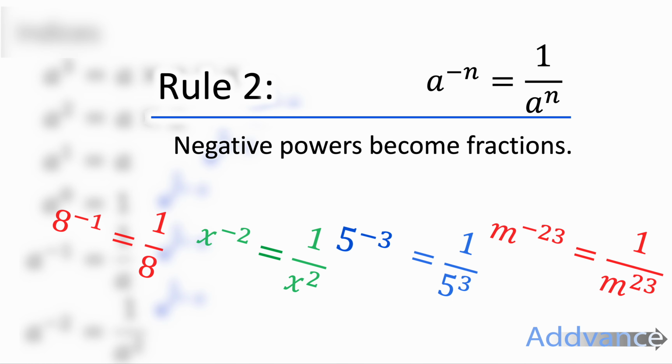Let me show you some more examples here. So 8 to the power minus 1 just means 1 over 8 to the power 1. X to the power minus 2 will be 1 over x squared. 5 to the power minus 3, we've done that one. And m to the power minus 23 will be 1 over m to the power 23. You should see the pattern there. The negative just means it's 1 over. Okay.